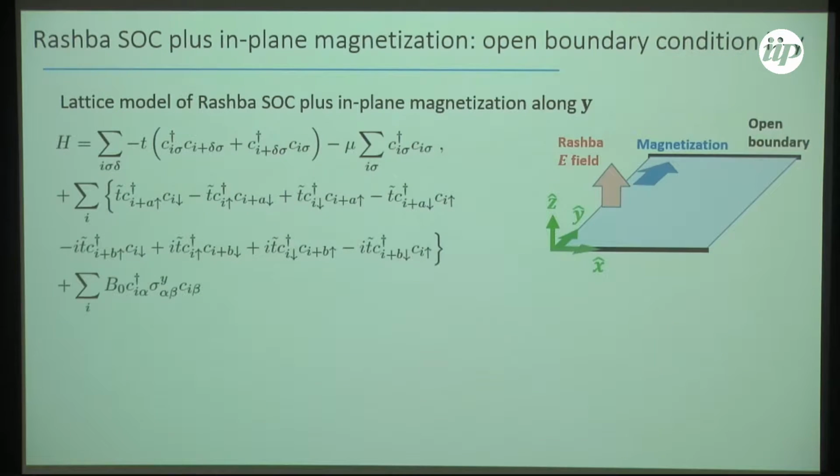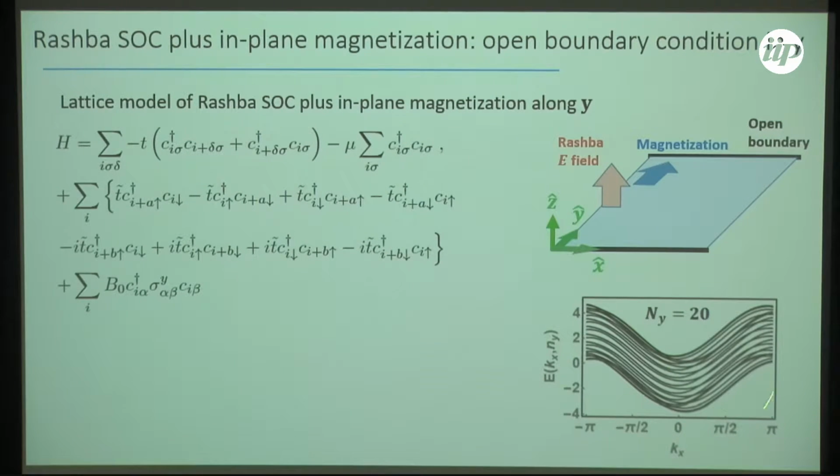However, this situation is quite different if you open up a boundary in your two-dimensional system. Let's say instead of considering an infinite two-dimensional electron gas, I consider the case that the x direction is continuous, but the y direction is open. In other words, it's a ribbon kind of geometry. In this case, we try to solve the same problem on the lattice. Let's say here I have the usual parabolic part, and here I have the Rashba part, which you can also build a hopping to describe. And here is the magnetization pointing along the y direction.